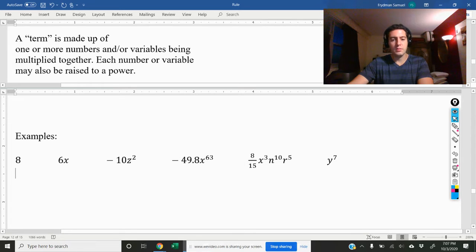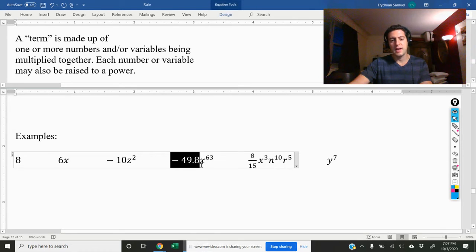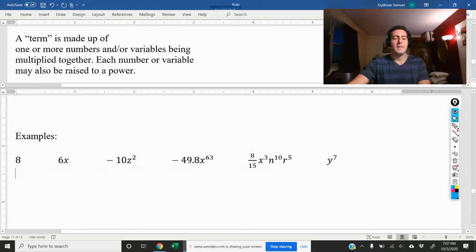Or we have another term, negative 49.8x to the 63rd. You can see where exponents come in handy, because x to the 63rd means x times x times x, and so on, 63 times. You don't actually want to write it out 63 times, so the exponents make it a lot easier to write that. And by the way, all of these things are getting multiplied together. So this negative 49.8 is getting multiplied with these 63 x's. But it's still all just one term.